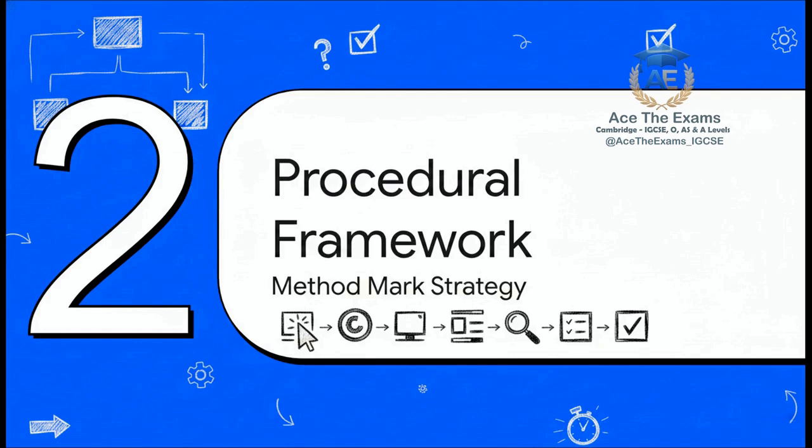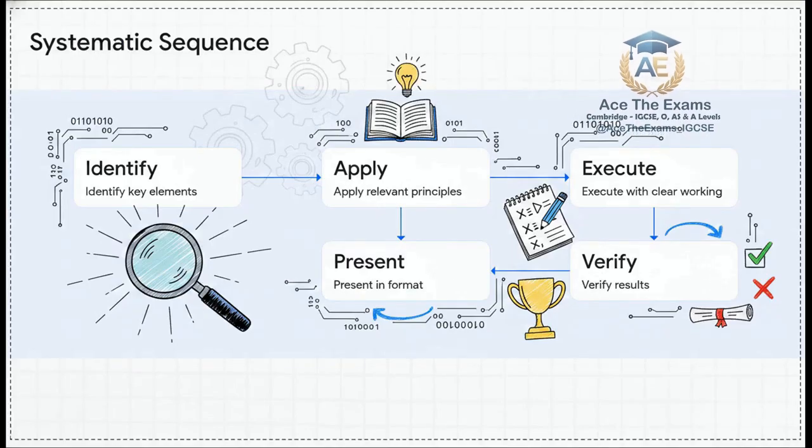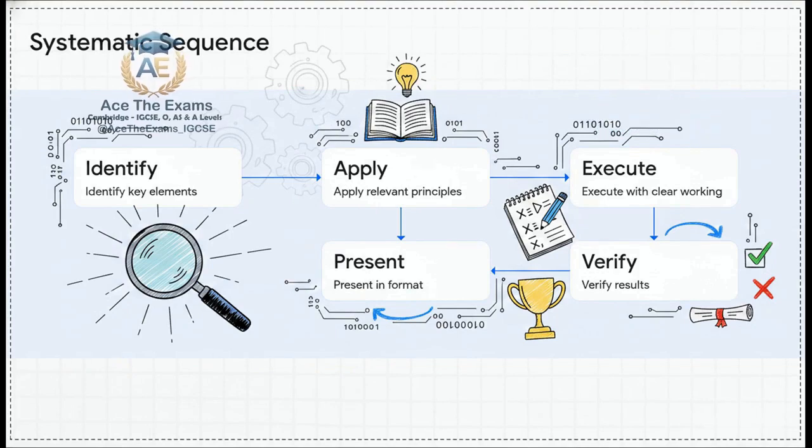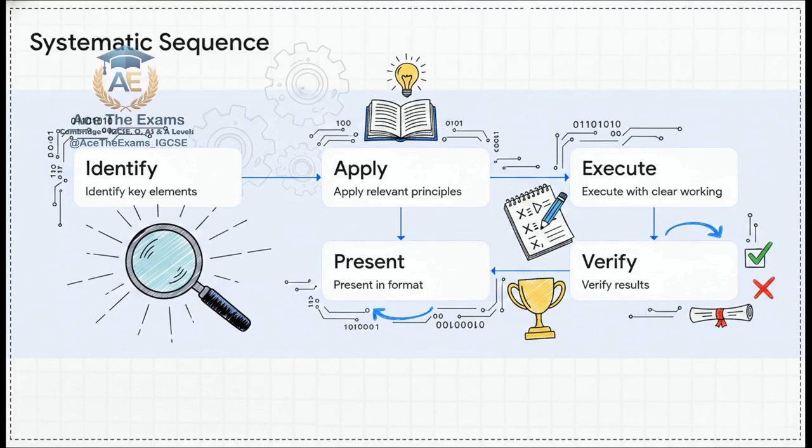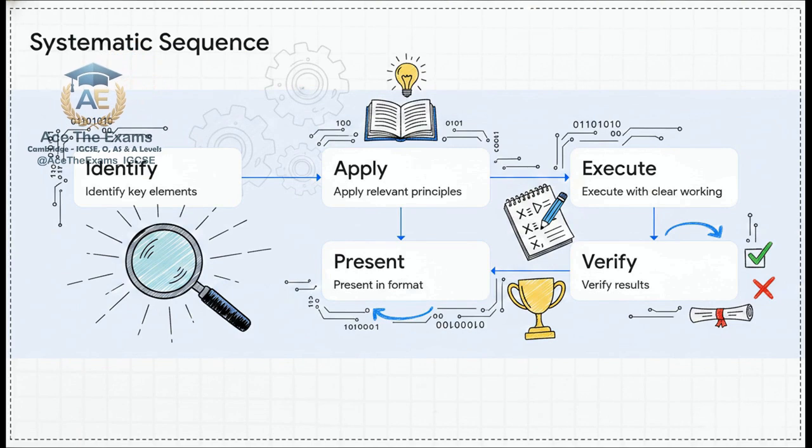Moving on to Section 2, the procedural framework. If you want to capture those critical method marks, you need to follow this strict 5-step sequence every single time. Step 1, identify key elements. You absolutely must decode the command word first. Is the examiner asking you to describe, evaluate, or state? Because those 3 words require 3 completely different types of answers.